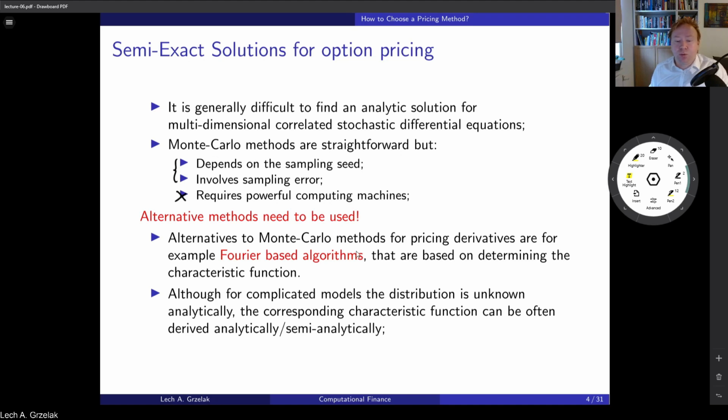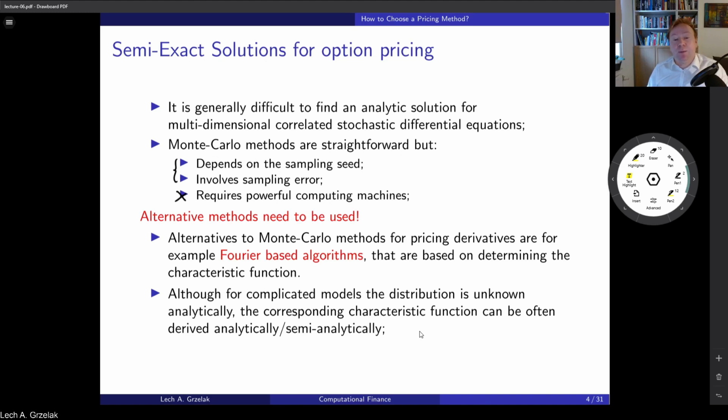So alternatives to Monte Carlo methods are, for example, Fourier. This is what I just mentioned. Fourier techniques are typically used for calibration. And although for complicated models distributions are not known analytically, the corresponding characteristic function can often be derived semi-analytically.